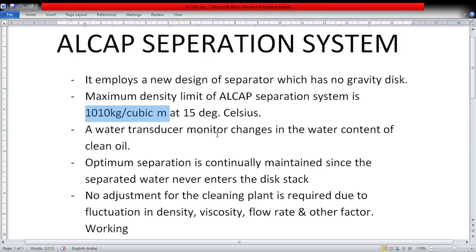The third point is that we have a water transducer monitor. We'll discuss in detail later about this water transducer monitor and what its functions are. The water transducer monitors changes in the water content of clean oil. Optimum separation is continually maintained since the separated water never enters the disc stack.